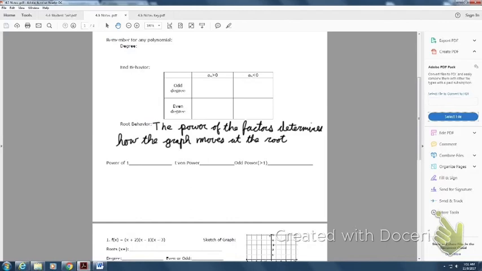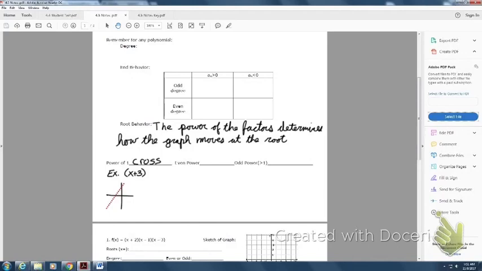If we have a power of 1, that is going to cross. An example of that: if I have x plus 3, what's the x-intercept if the factor is x plus 3? Negative 3. And so it's crossing right there at negative 3.